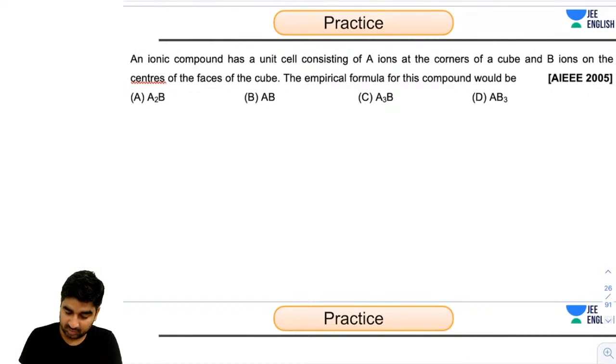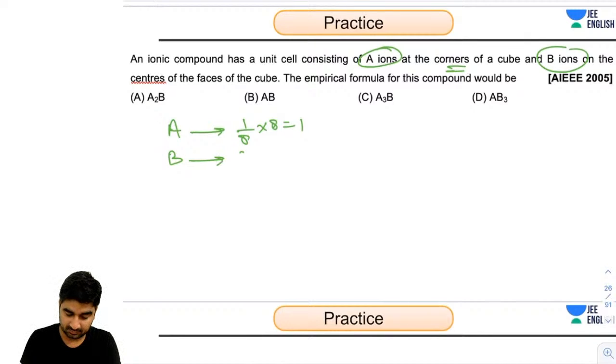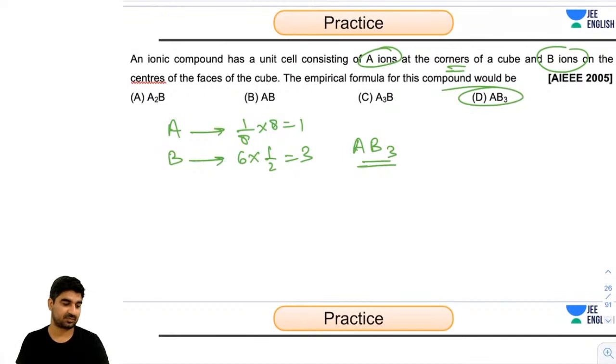So an ionic compound has a unit cell consisting of A ions at the corner. The number of A ions would be 1, and B ions on the center of faces. So there would be 6 faces, giving 3. So the answer should be AB3. It will be D. Any doubt?